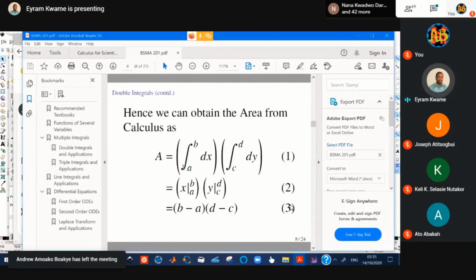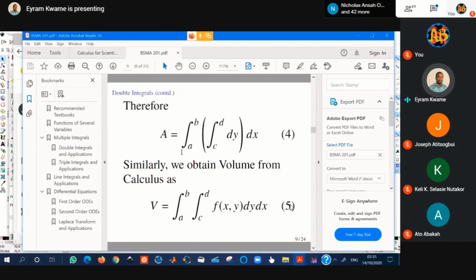So this gives me a fair idea. If I have this integral, then I can pull out the integrals and have something that looks like this. Therefore, the area of that rectangle can be obtained as the integral from A to B, and then the integral from C to D, dy dx. I can have this integral without the brackets, but if you are going to evaluate it, you must do the inner integral first.